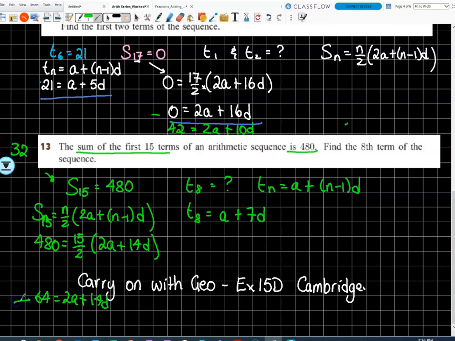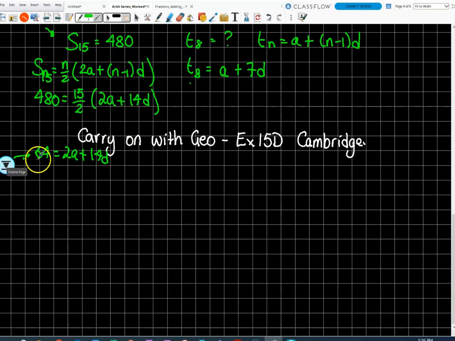Do you notice anything about this and this? Exactly. If I divide this by 2, don't I get that thing over there? So if I divide, notice 64, 2 and 14. These are things that we should look for, because if we can divide everything by the same number, it could be 2, it could be 3, it could be whatever, it makes our life easier. You're cancelling down. So if I divide this by 2, I get 32 equals A plus 7D. Hello? They're the same. Therefore, T8 has to equal 32.